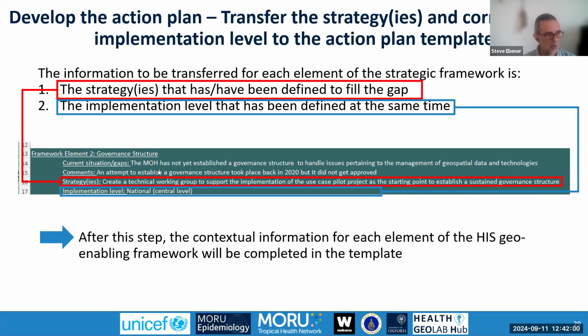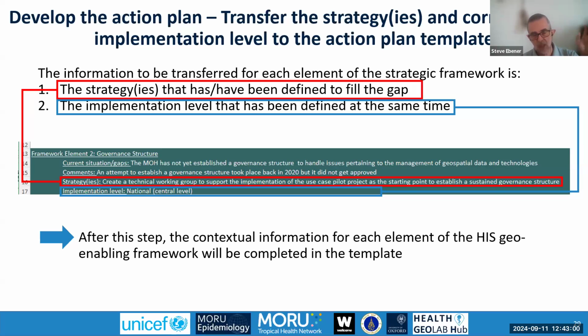So in the context of the governance structure, the strategy which has been identified to fill that particular gap, because right now there is no governance structure in the Ministry of Health, is to create a technical working group to support the implementation of a pilot project that will serve as the starting point for a governance structure. So here, not a real governance structure, but first a technical working group that will oversee the implementation of a pilot project, and then the lessons learned from this technical working group will lead to the establishment of a sustained governance structure. And then the implementation level has been defined, and it has been identified that this technical working group should be implemented at the national, at the central level, right?